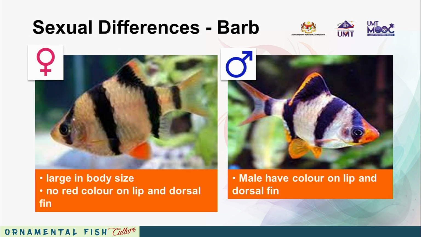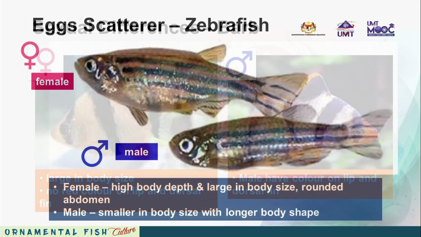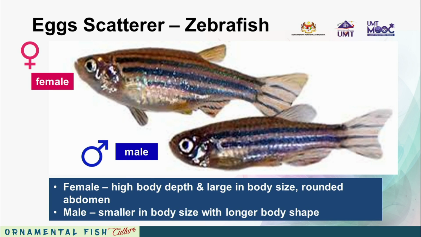For example, the tiger barb. The female fish have the larger body size, but they don't have the red color on the lip or the dorsal fin. While the male fish are much smaller in body size, but they have the red color on the lip and dorsal fin. Another example of a schooling fish is the zebrafish. Similarly, the females are larger in body size, with high body depth and a round abdomen. But the male fish generally are smaller in size.